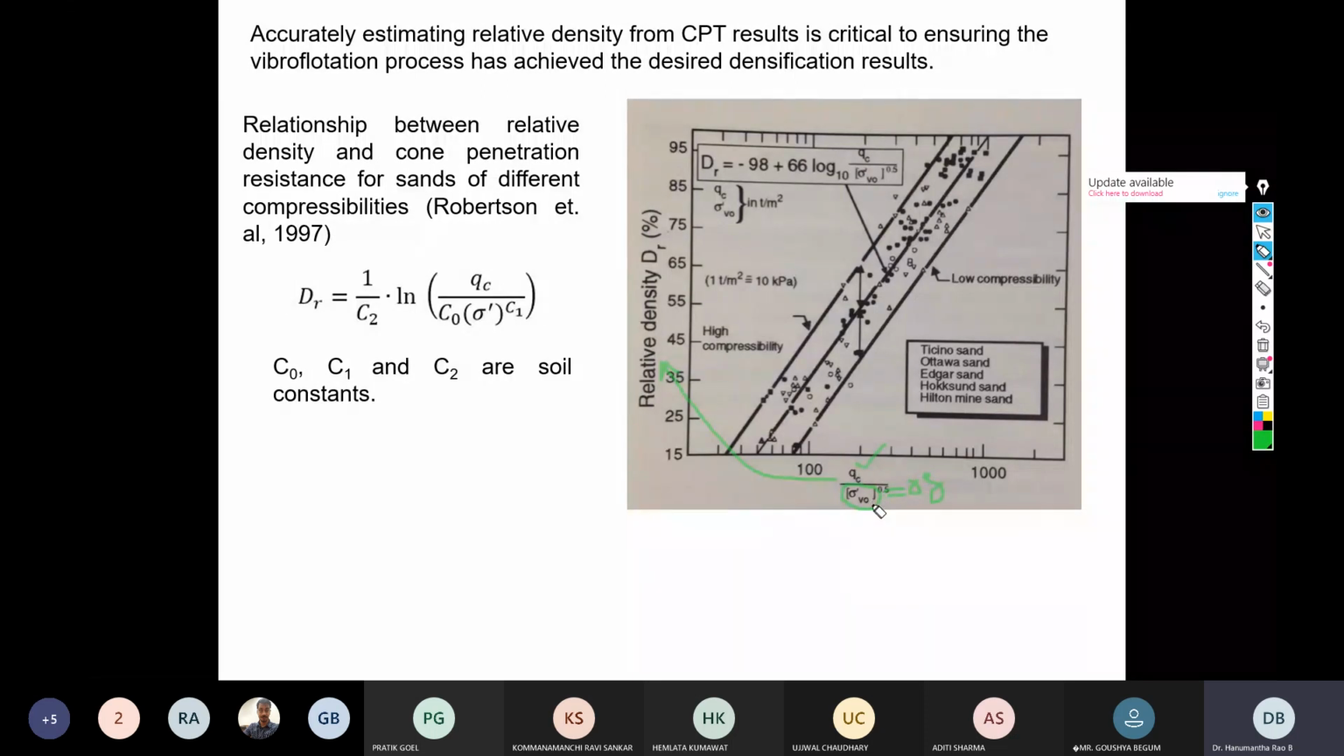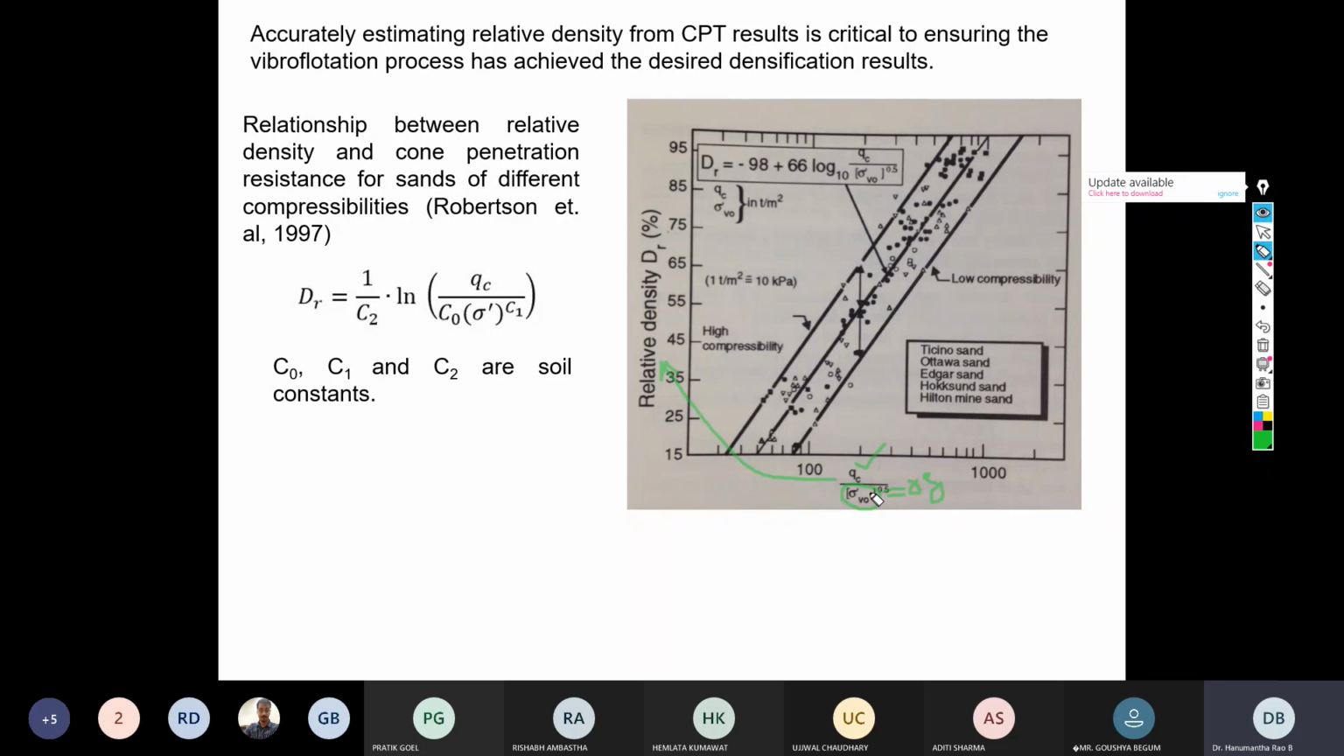So therefore, there is a variability in the value of qc by sigma v naught dash. But if you observe the ratio of qc by sigma v post compaction, there is an improvement in the qc and the sigma v remained the same. So that improvement in the qc is getting normalized with the improvement in the sigma v.